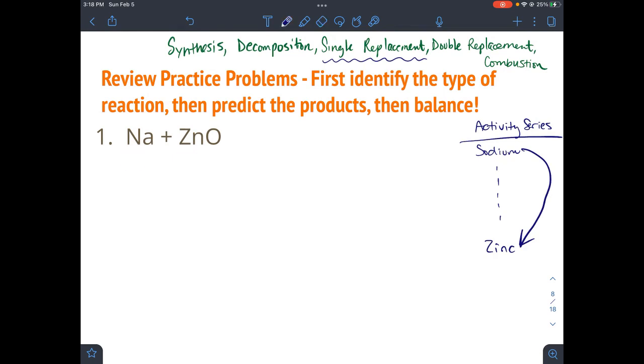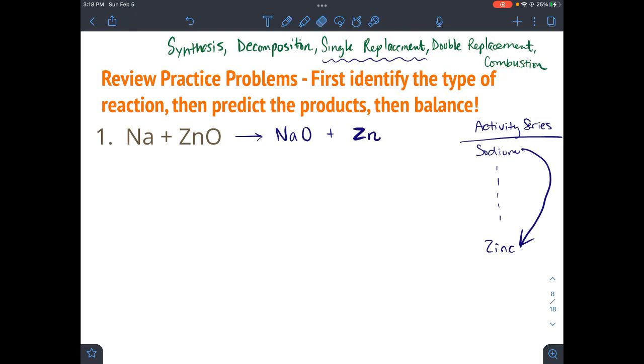So that's what's going to happen here. Sodium is going to kick out zinc, and so I'm going to get sodium and oxygen together. That's not complete. I will come back and revisit that compound, but I'm going to leave it right there for now. And then zinc is going to get kicked out. I like to say that it got dumped, and it's now alone as an element.